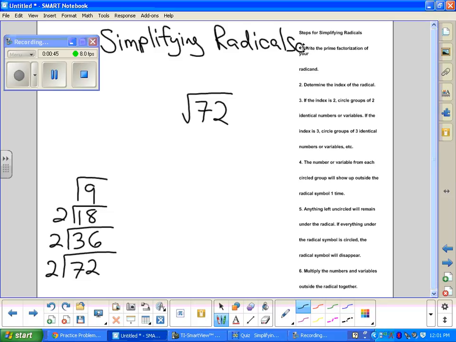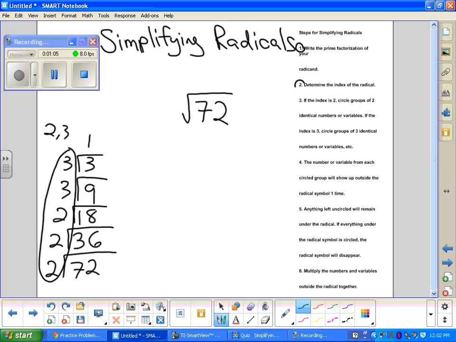2 does not go into 9, but the next biggest prime is 3. 3 goes into 9 3 times. Now what goes into 3? I know that 2 doesn't, 3 does, and 3 goes into 3 one time. So these are my prime factors of the number 72.